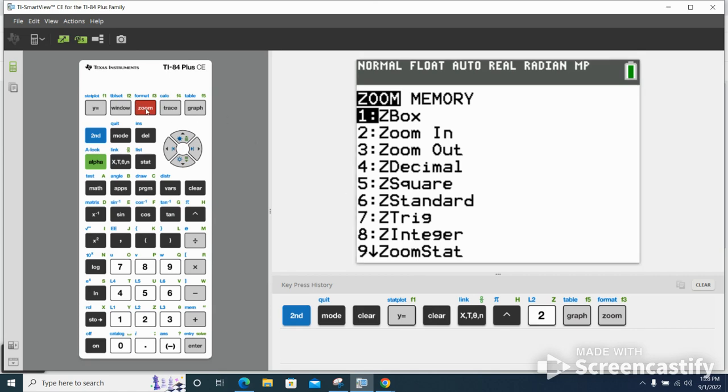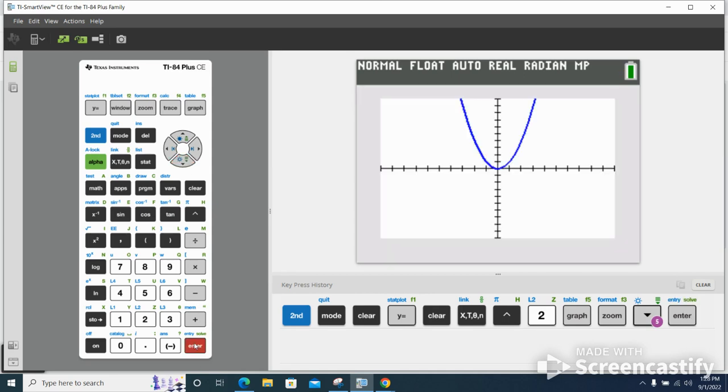So if you hit the zoom button, zoom standard, that just takes you from -10 to +10 in the x direction and -10 to +10 in the y direction. That's a good start point. So go ahead and move your cursor down to number 6 and then hit enter. Okay.